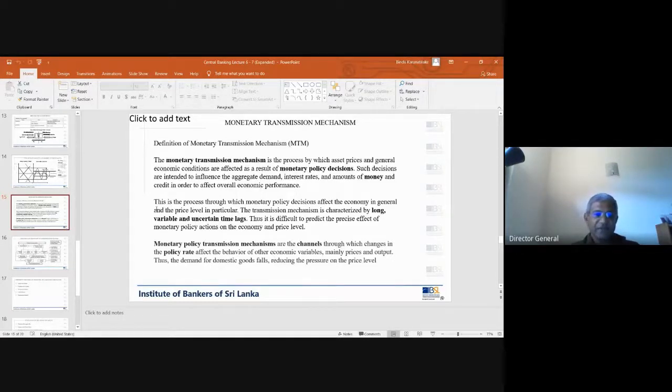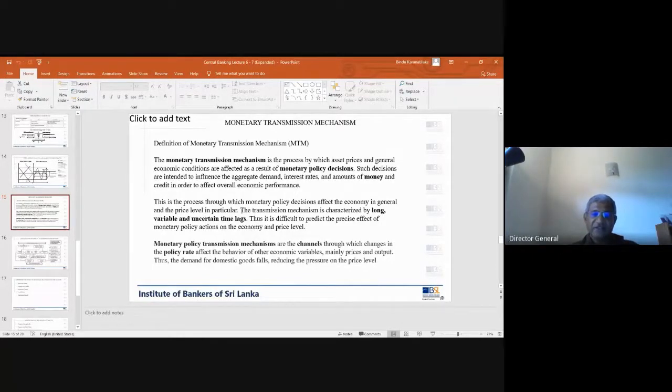Let's look at the other one. Again, it says a process. This is the process through which monetary policy decisions affect the economy in general and the price level in particular. The overall economy in general, but the price level in particular, because the objective of the central bank in conducting monetary policy is to maintain price stability. Therefore, the central bank is particularly concerned about to what extent monetary policy can affect the overall price level.